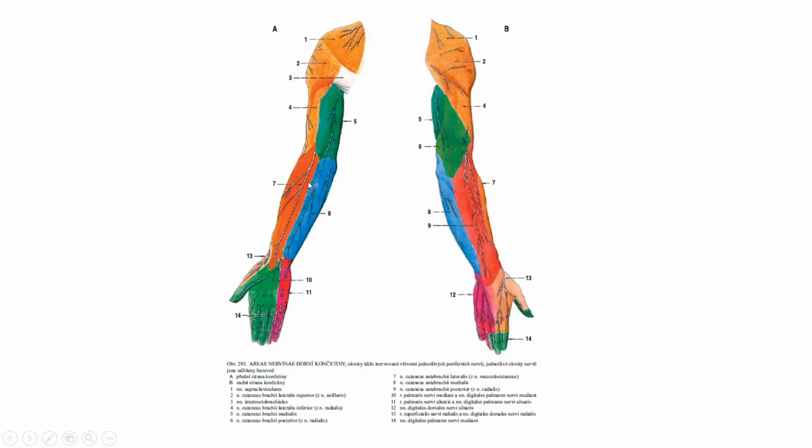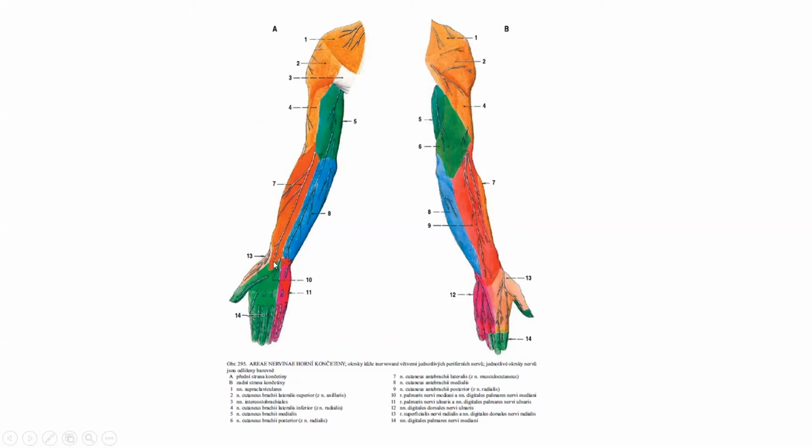Since I have the antebrachial region, as I mentioned in the video, the lateral cutaneous nerve of the forearm, which is seen here and here, is the continuation of the musculocutaneous nerve. It provides the sensory innervation of the forearm region in this area, which is very important.